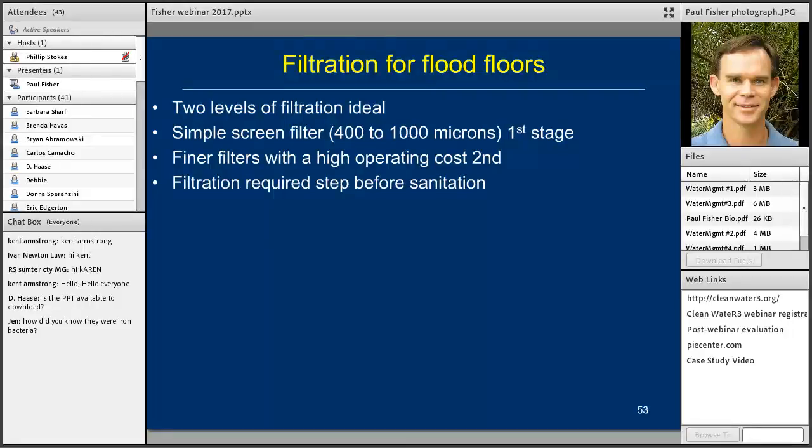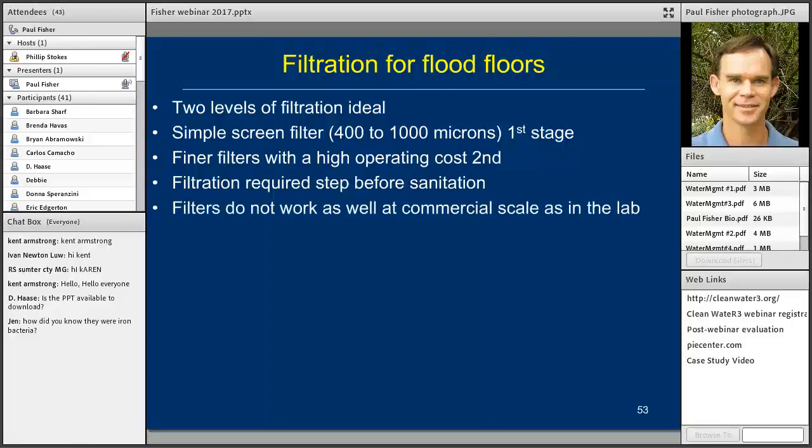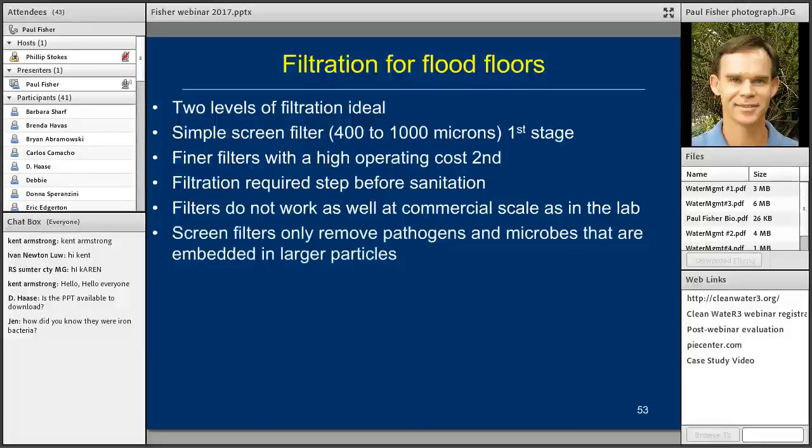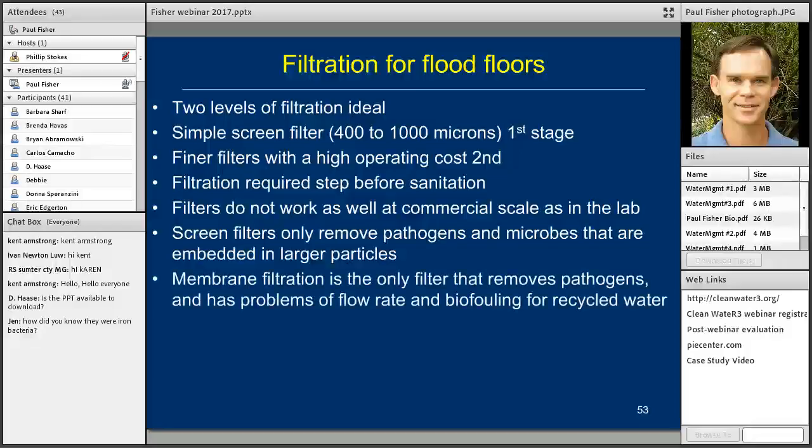We want to filter as a first step before sanitation because it'll take out particles such as peat that will use up active ingredient from our sanitizing chemicals. Filters don't work as well in a commercial scale as in the lab because we have high flow rates and high pressure. And often the micron sizes that are reported are really not the effective micron sizes in commercial practice. Screen filters are only going to remove the pathogens and microbes that are embedded in large particles. They're not going to be fine enough to take out the zoospores themselves, for which we need a membrane filter.